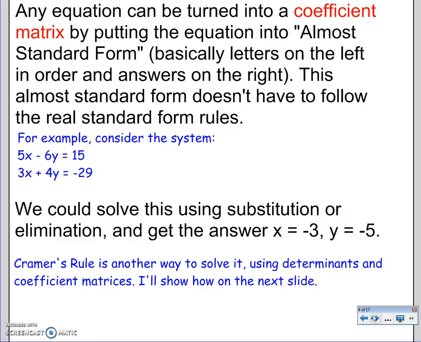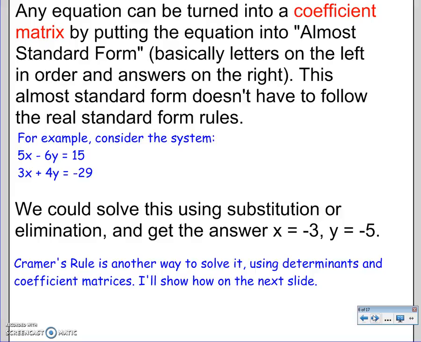Alright, now, why do we find that? Any equation can be turned into a coefficient matrix by putting the equation in almost standard form. Basically, letters to the left, answers to the right, and it doesn't have to follow the rules from before. We don't need to have a positive, we don't have to have no fractions or decimals, and we don't have to have a GCF of 1.